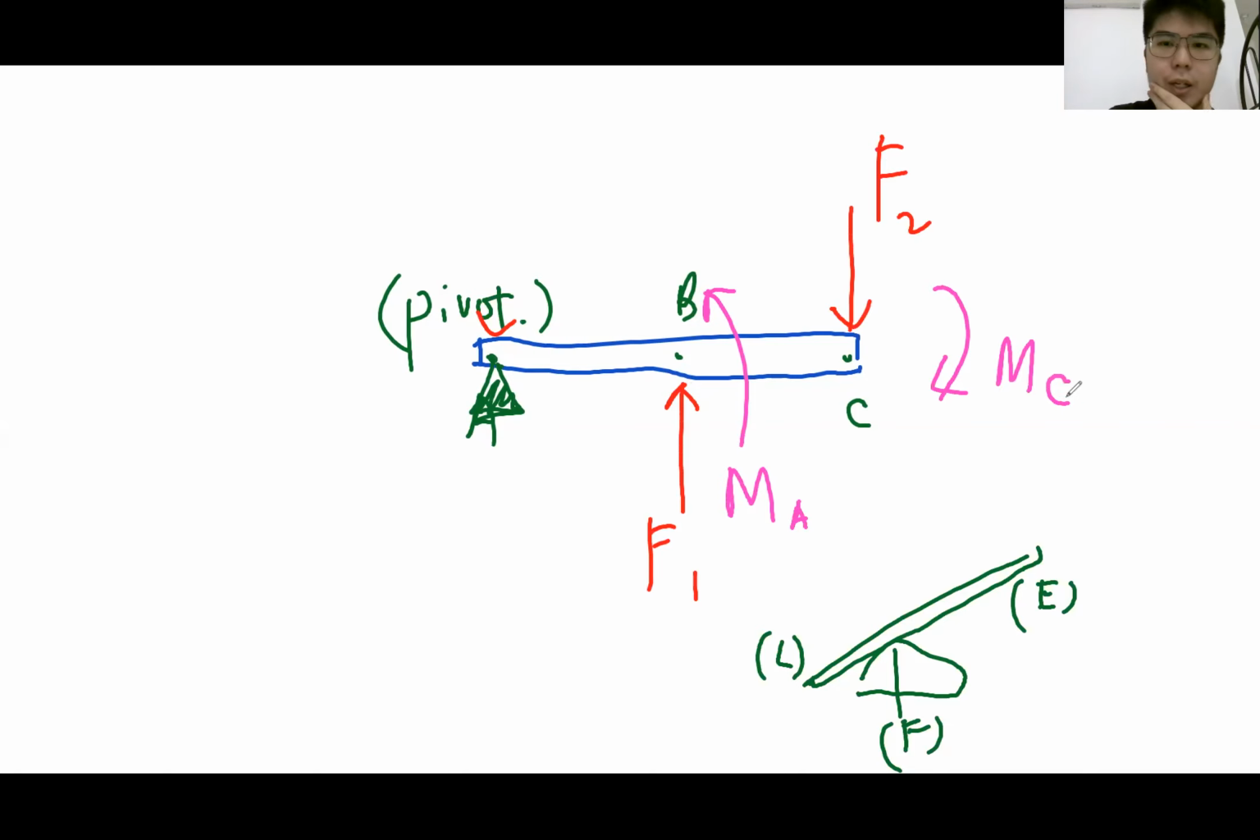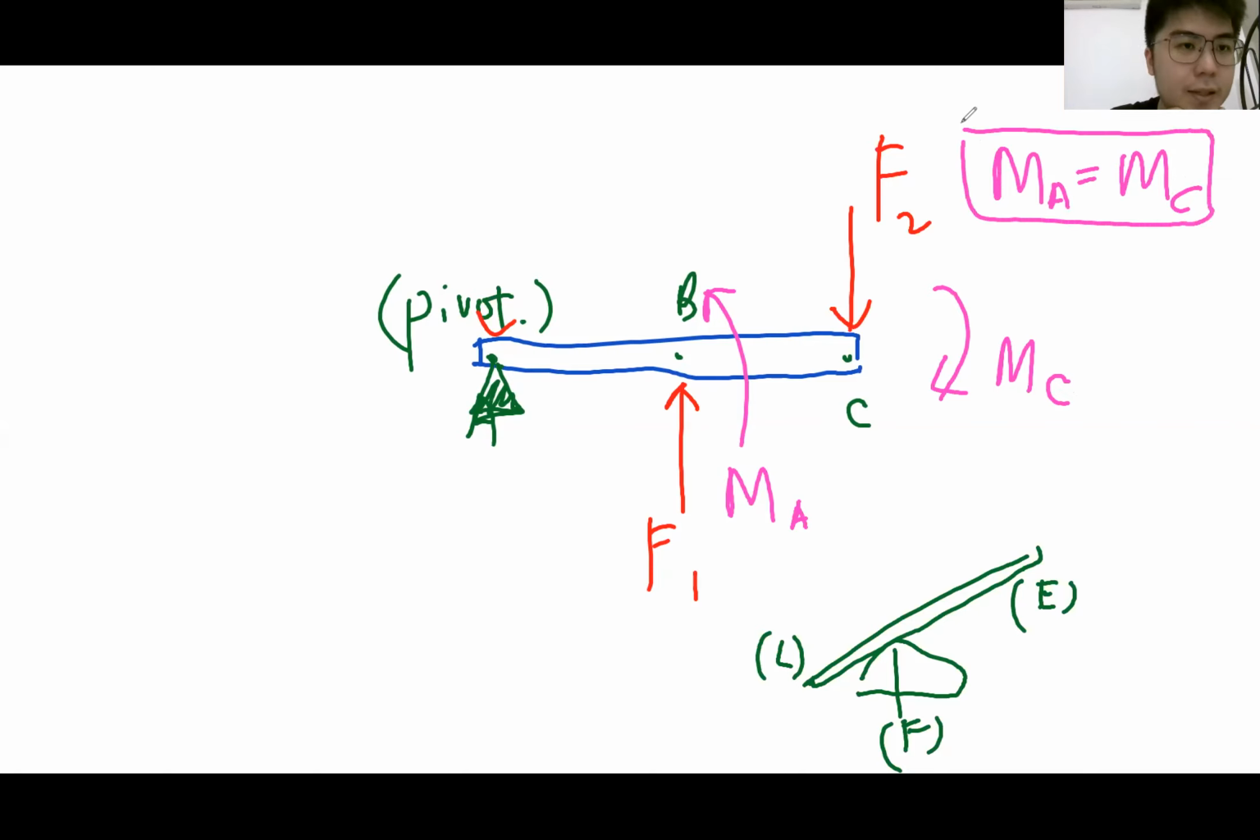Now these two moments, if I say the plank is balanced, stationary, meaning that the total moment acting in the anti-clockwise direction is equal to the moment acting in the clockwise direction. So we can write MA equals MC. Remember this one. This is when the object is balanced.